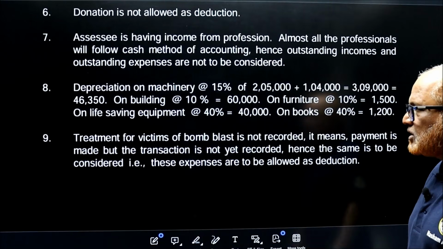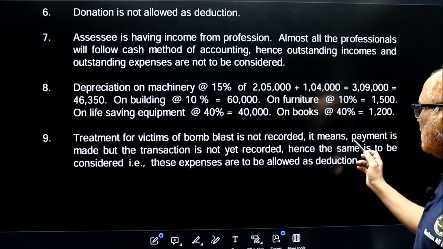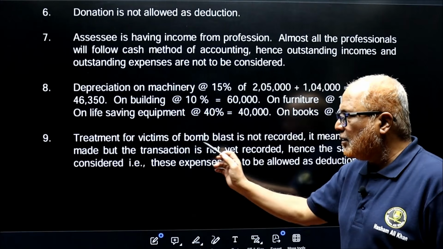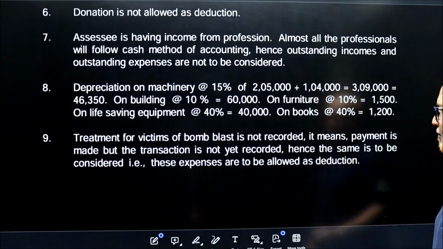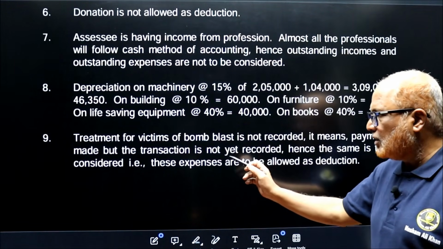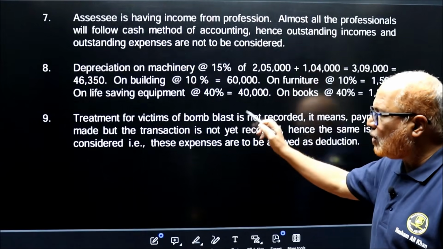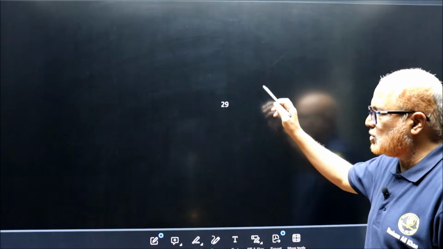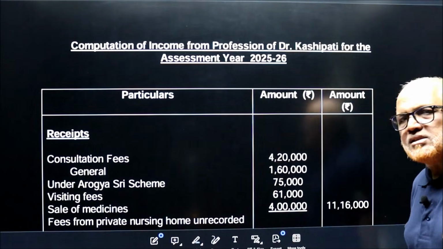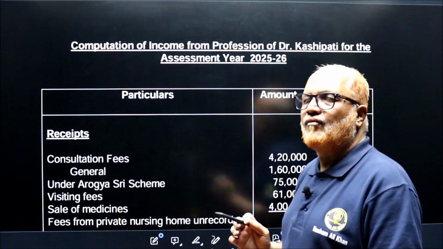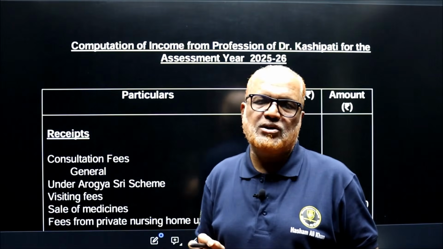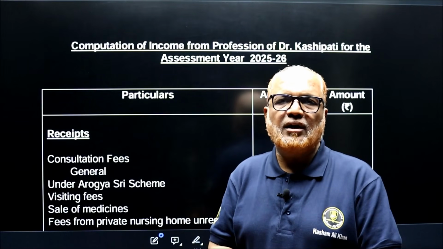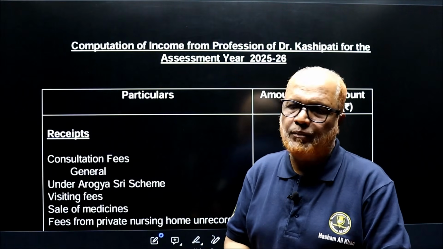Now, treatment of victims of bomb blast is not recorded. It means payment had been made, but the transaction is not yet recorded. Hence, the same is to be considered now. That is, these expenses are to be allowed as deduction. That's all. These are the working notes. Remember, working notes are very, very important in examination. At least 4 or 5 working notes you should write for every problem.